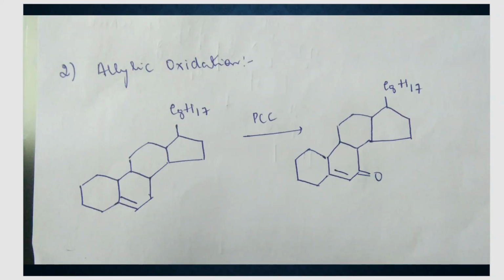So the next application of pyridinium chlorochromate is allylic oxidation. Now tell me students, what is an allylic carbon? I'm sure you know this. The carbon beside the double bond, such a carbon is called an allylic carbon.